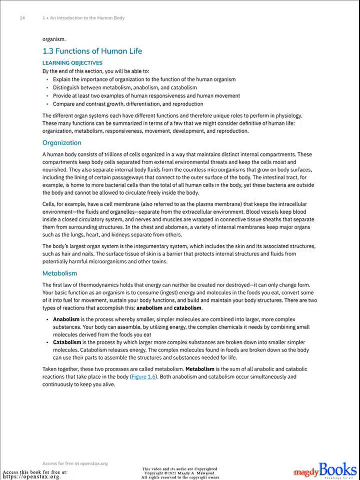1. Explain the importance of organization to the function of the human organism. 2. Distinguish between metabolism, anabolism, and catabolism. 3. Provide at least 2 examples of human responsiveness and human movement. 4. Compare and contrast growth, differentiation, and reproduction.